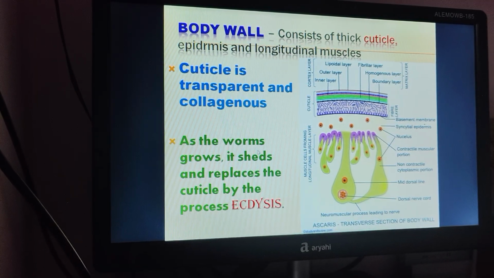As the worm grows, it sheds and replaces the cuticle by the process called ecdysis. So when these roundworms grow, they will shed off the cuticle, the upper skin, and in place of it, new skin will come. That process is called ecdysis. This ecdysis is very important. You have to remember this process, ecdysis. Like the snakes, they shed off their skin. They too shed off their skin.